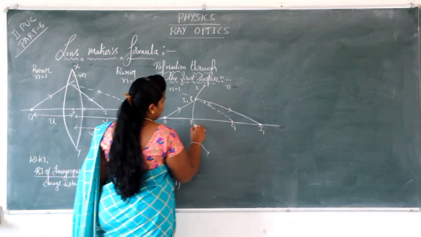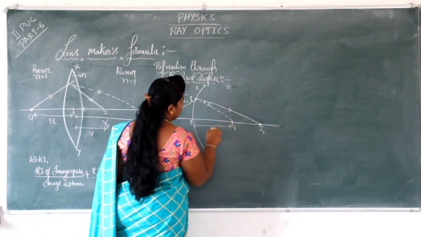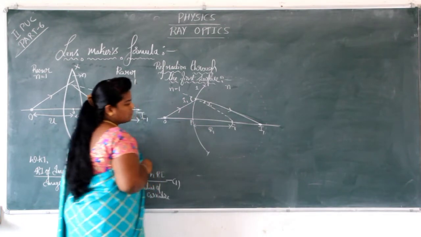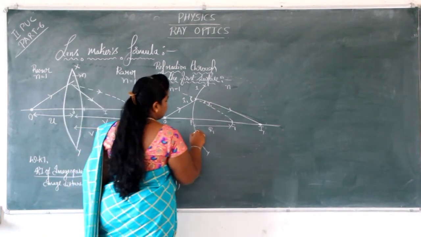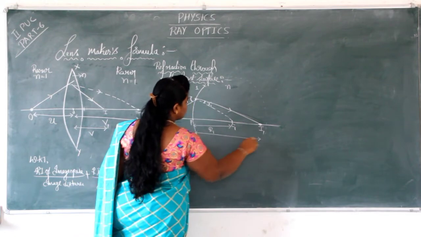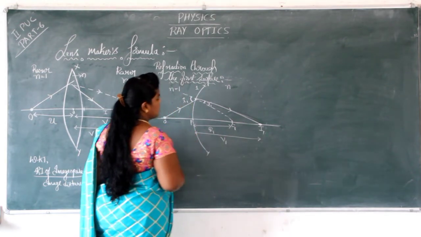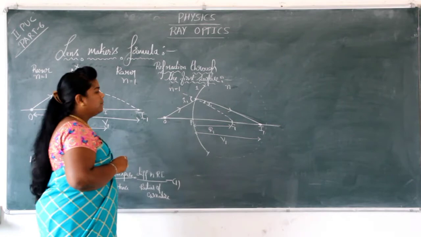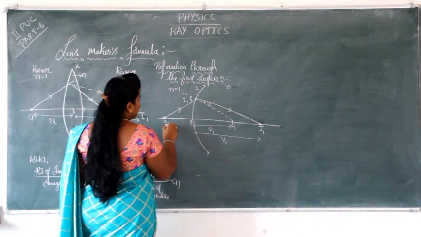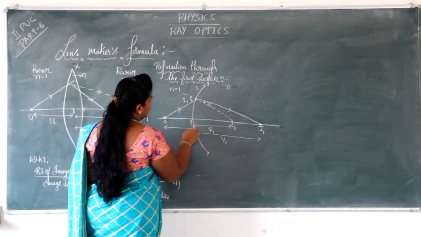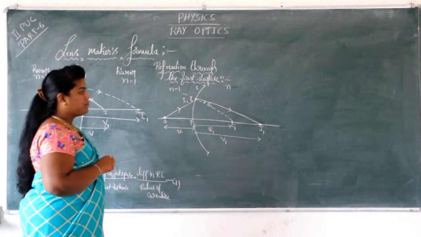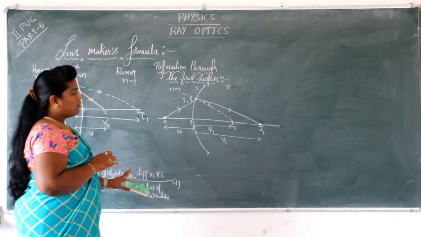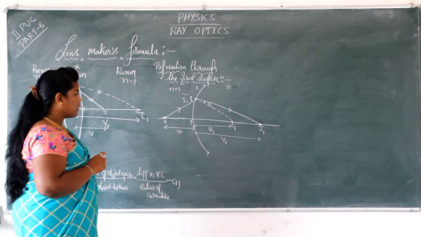The distance between the pole and the center of curvature is called the radius of curvature, represented as R1. The distance between the pole and the image is represented as image distance, V1. And the distance between the object and the pole is considered the object distance, represented as U. This is for the first surface.